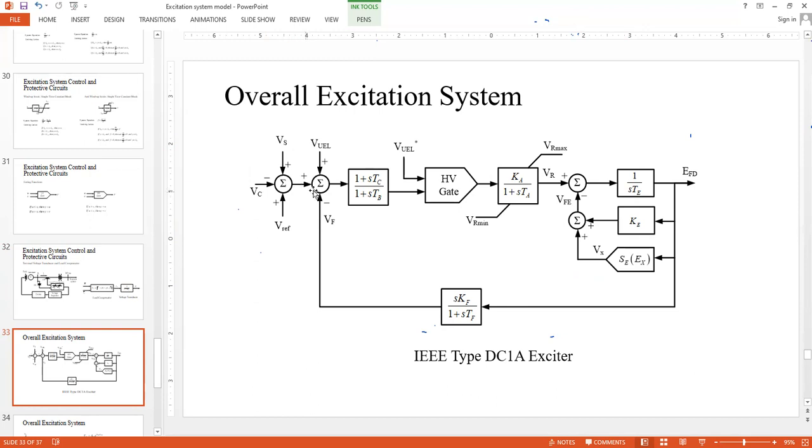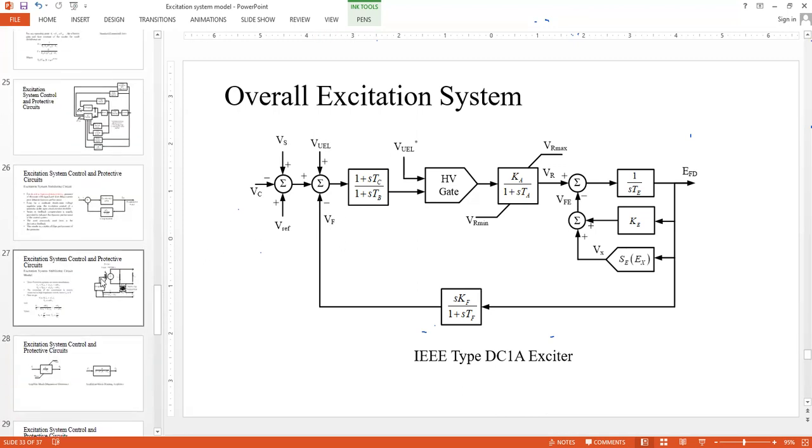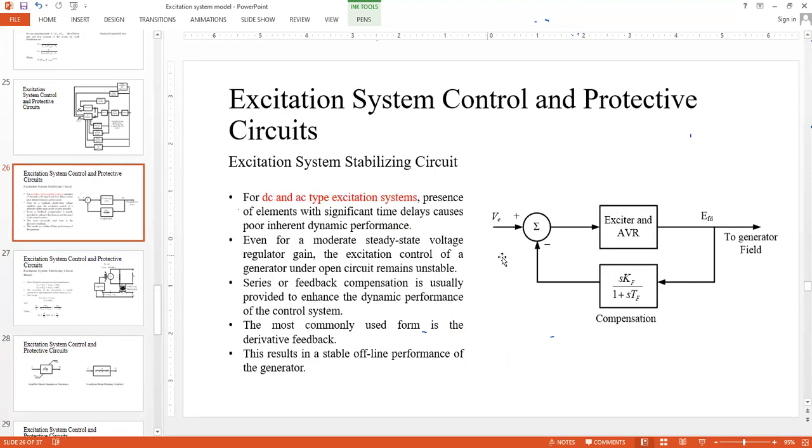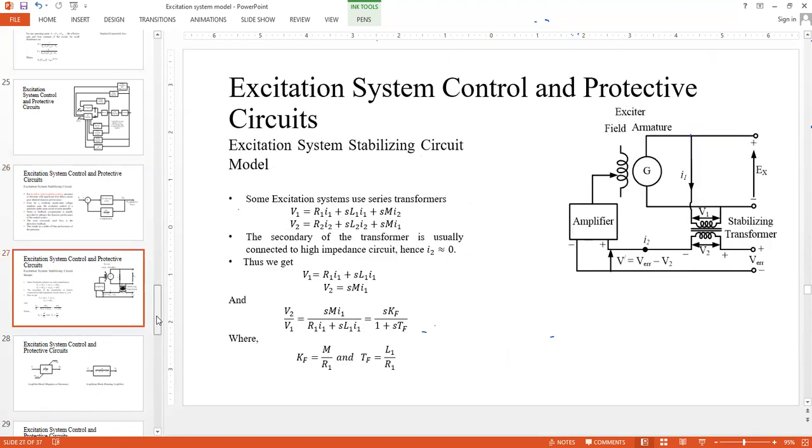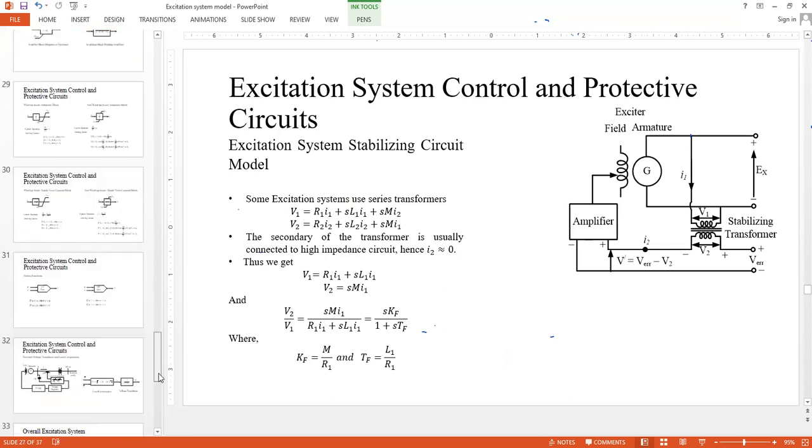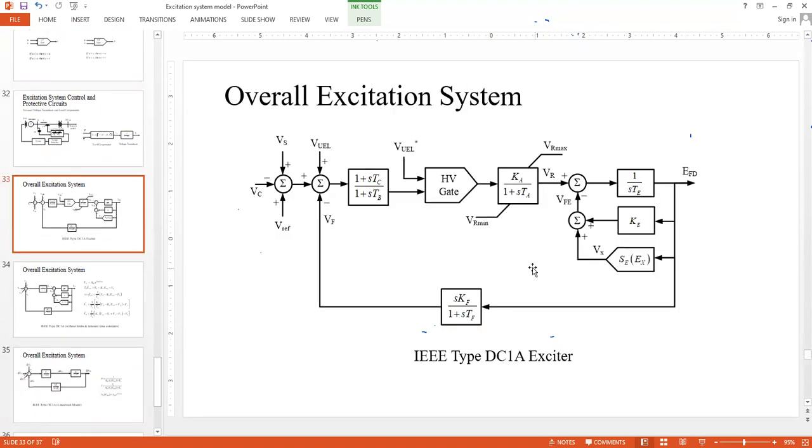Then this output of the summing junction is fed to the second summing junction, where you have some input which is coming from the output of the derivative feedback here, that is termed as VF. If you remember, we didn't denote it here, but this should be VF. So input should be EFD and output should be VF. So let's go there. Yeah, so input is EFD and the output is VF.